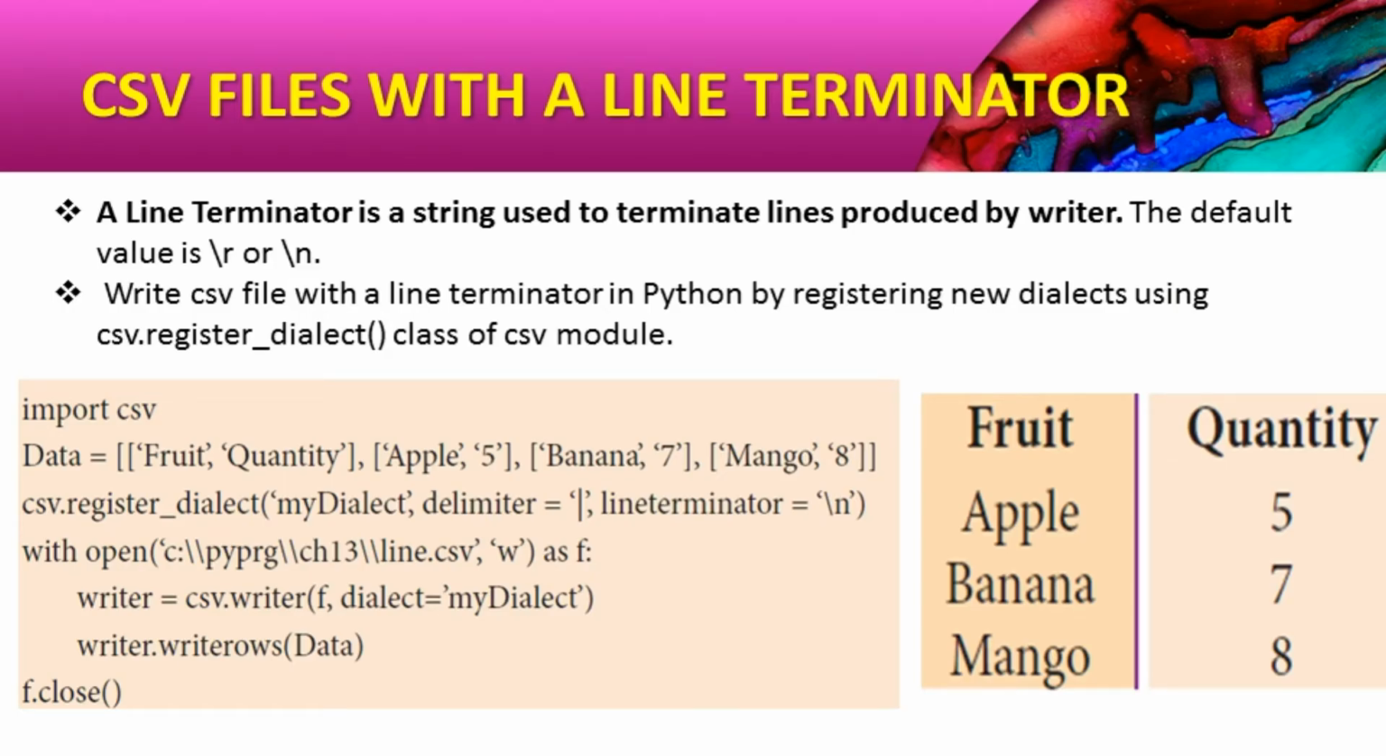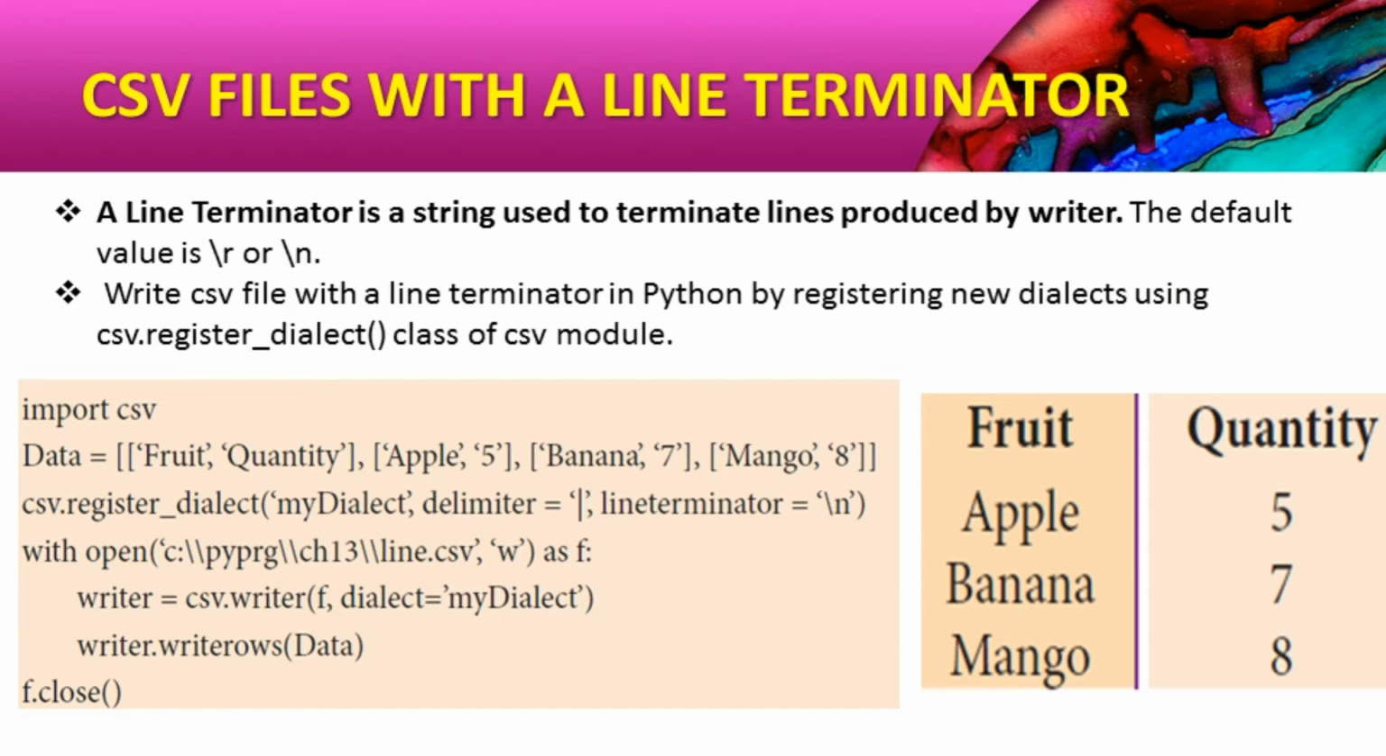CSV file with a line terminator. Here we are going to use CRLF, that is carriage return and line feed. Already we learned the rules part. Here, by default, the line terminator for CSV files is the carriage return.